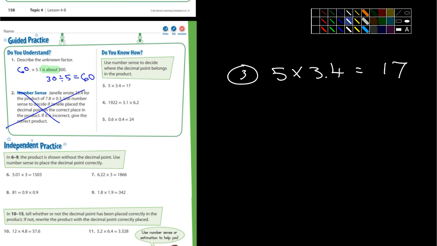So we could leave 5 the same, 5 times, and instead of 3.4, what would you use? Yeah, I heard somebody say it, 3. What's 3 times 5? 15. Okay. So where do you think the decimal would go in this answer? Miss Noble. Before the 7. Yeah, right here. And so you just come over here and put the decimal right there. It'd be 17.